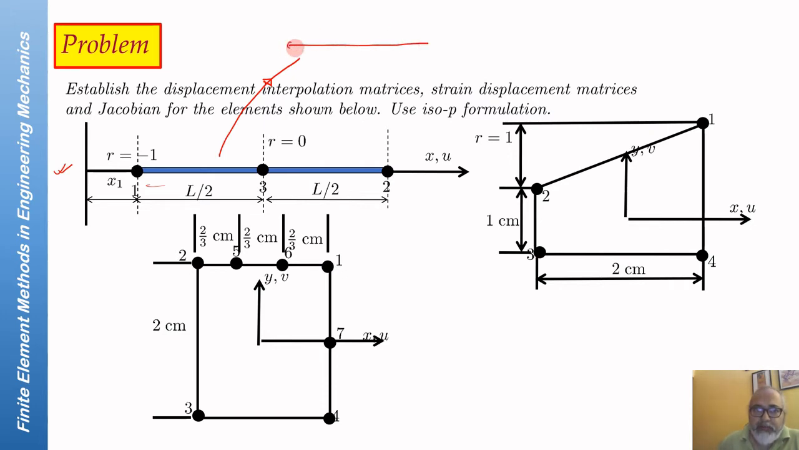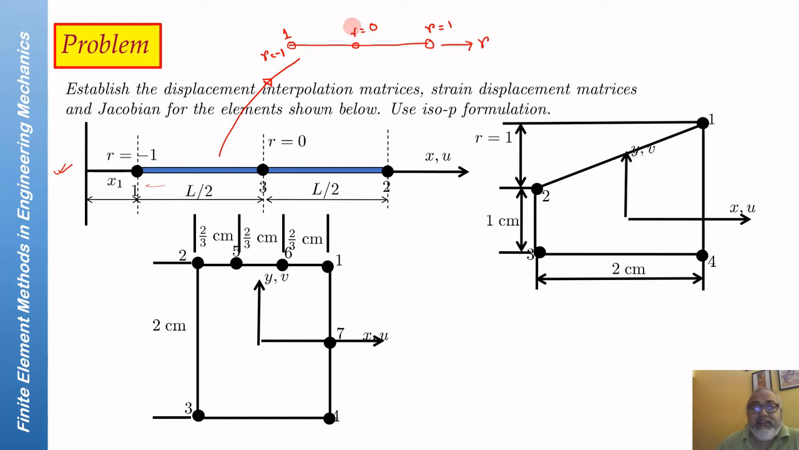So in this parent element, R is the only coordinate in the parent space. Node 1 will be at r equal to -1, node 2 will be at r equal to 1, and node 3 will be at r equal to 0. So these points will map to these physical points in the physical element.